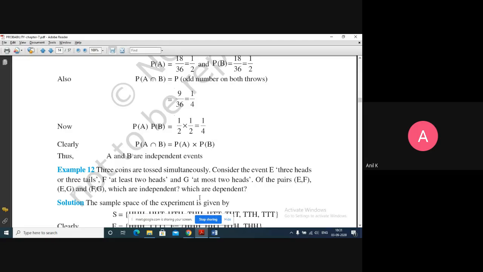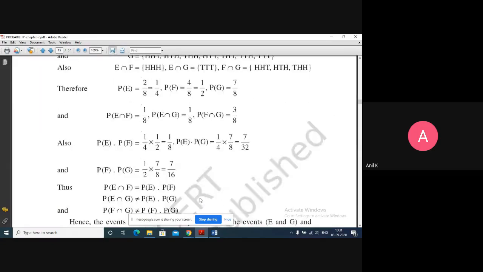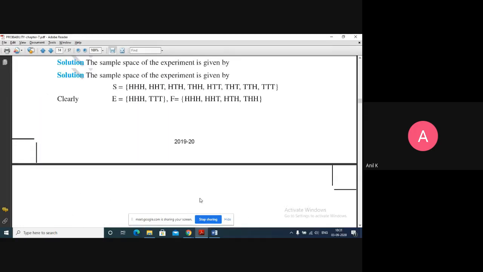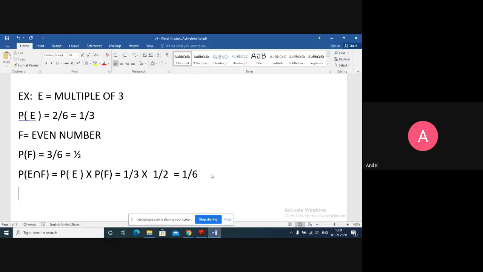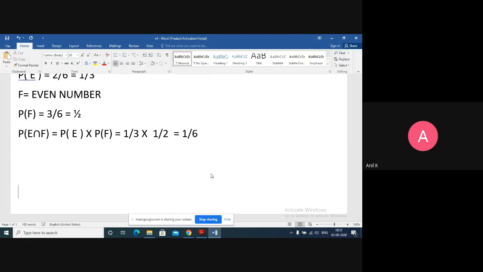So we'll take one like this. You have a few examples. Sure, you can try this example. There are multiples. 3 coins are tossed simultaneously. Consider the event E: 3 heads or 3 tails. So let me write the answers from this Google explanation.